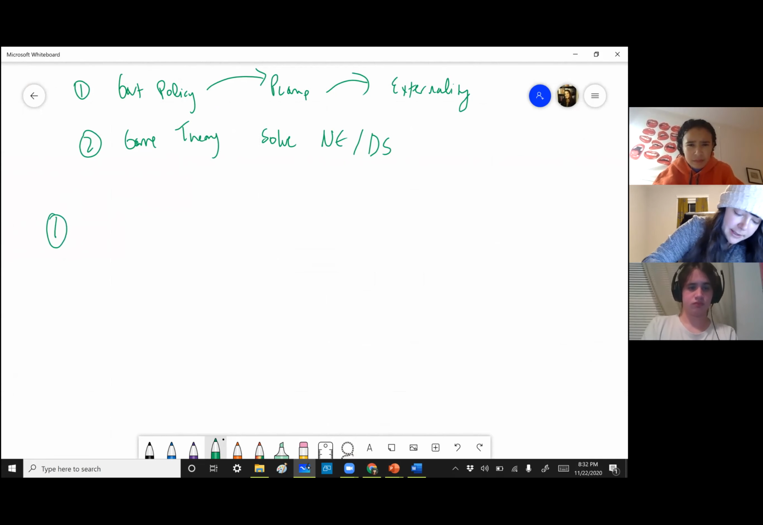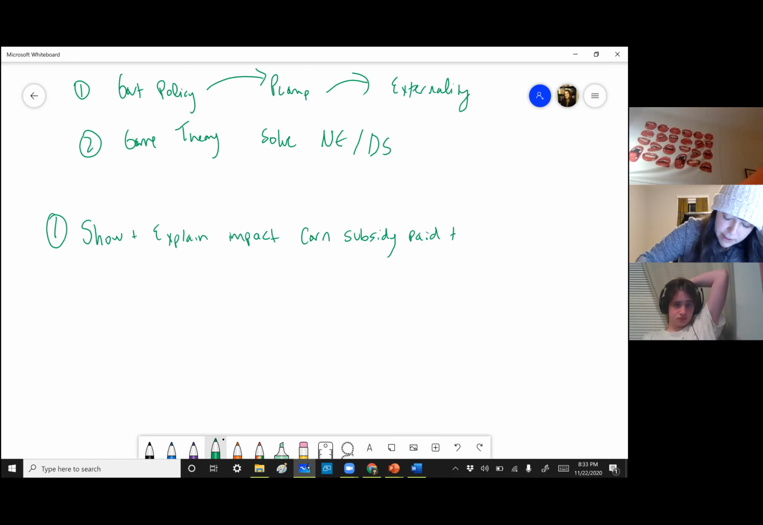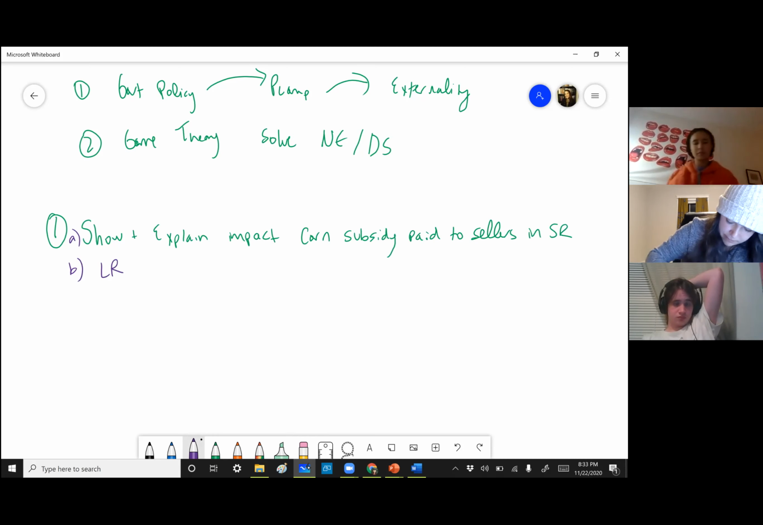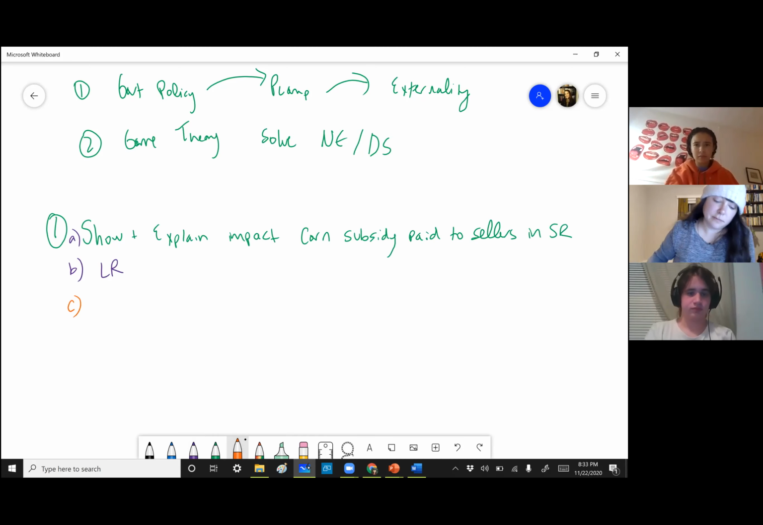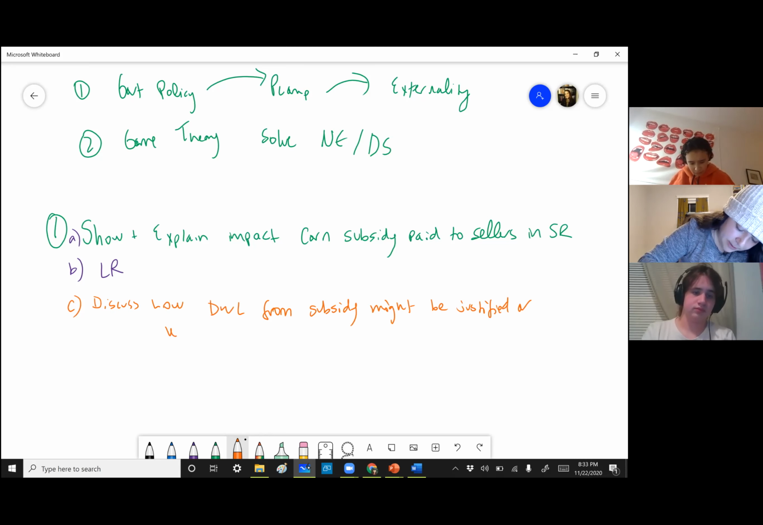Okay, so let's do a question where it was like: show and explain the impact of the corn subsidy paid to sellers in the short run. B was the long run, and C was discuss how the deadweight loss from the subsidy might be justified or worsened depending on the carbon footprint of corn.